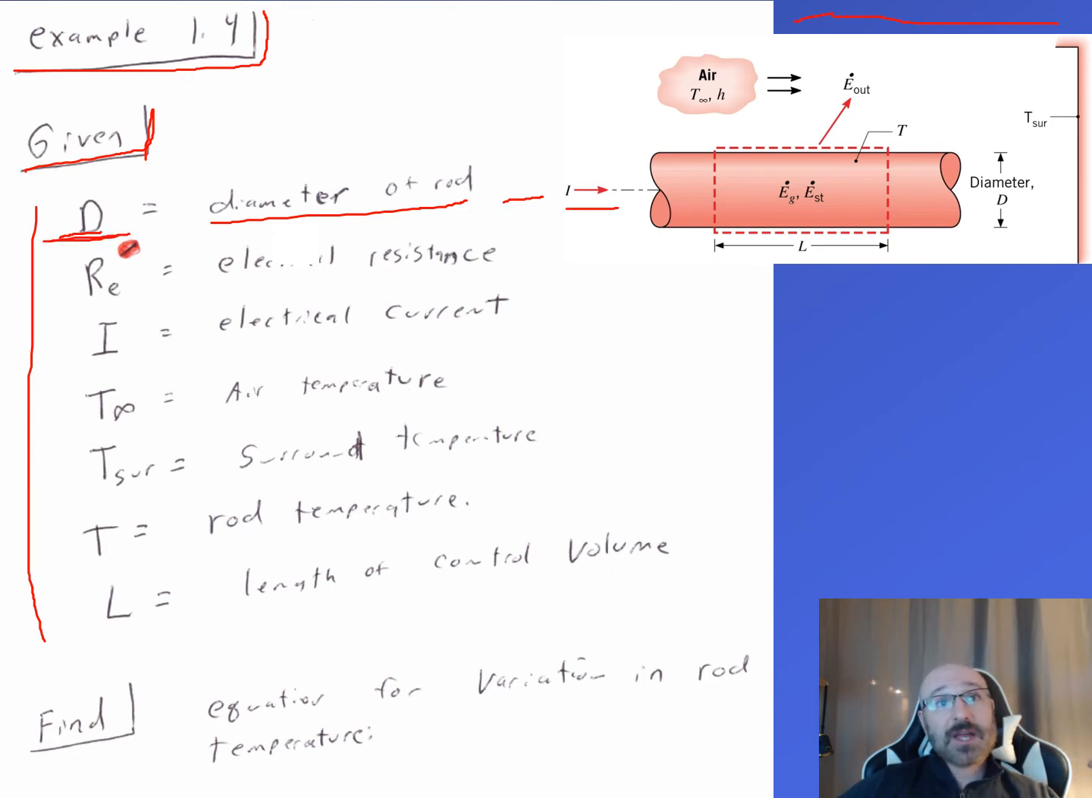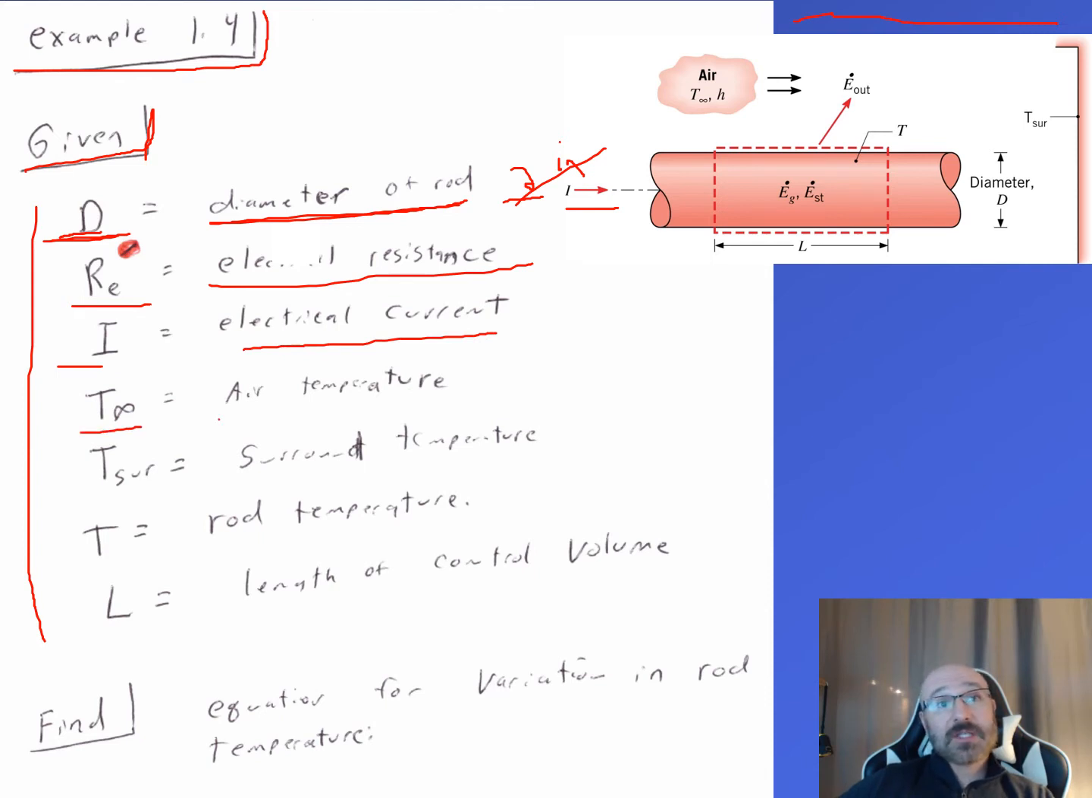So D is the diameter of the rod. Maybe in the future they tell us it's a value of 2 and units of inches, something like that. So that's something you would also include in your given section if they'd given it. In this case, they didn't. Re, what is that? Well, Re is going to be our electrical resistance. What is I? I is going to be our electrical current.